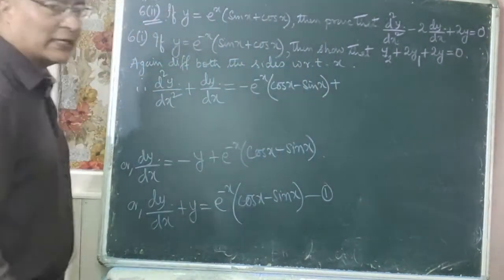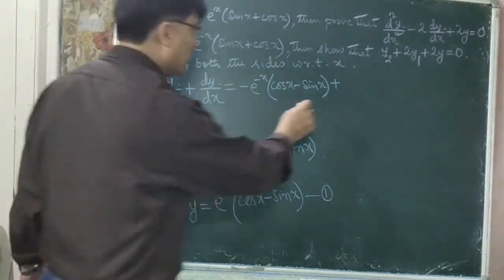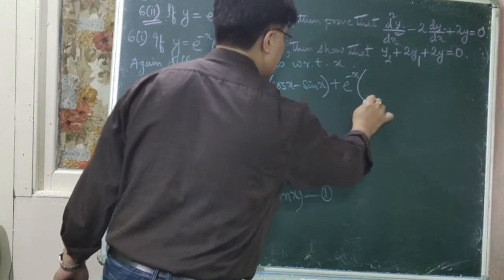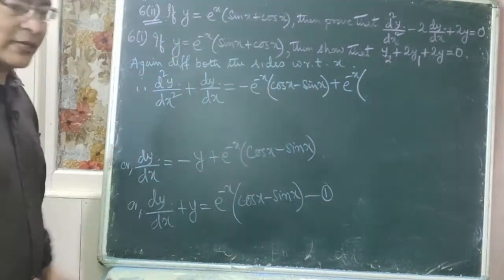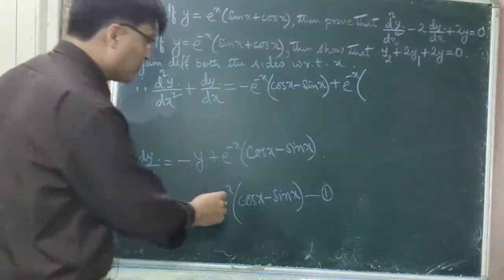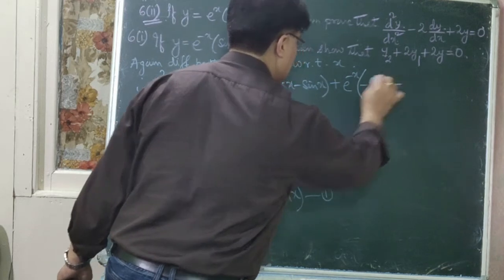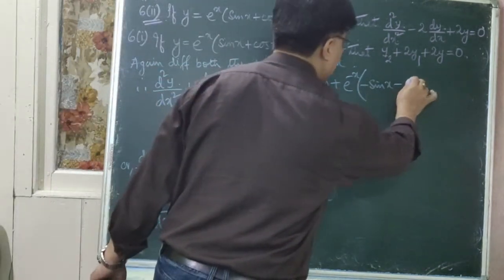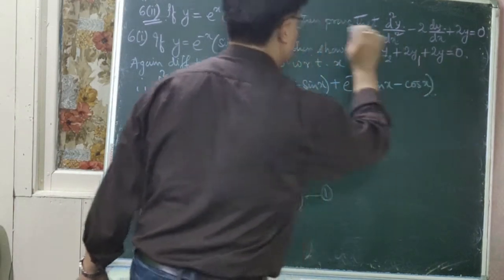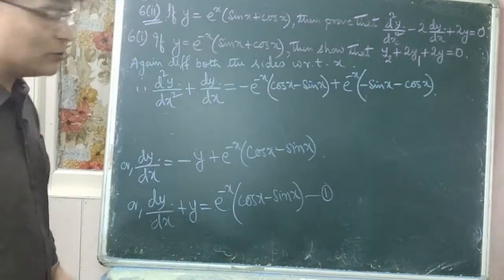Then you have to write plus sign, UV rule. So now e to the power minus x is kept as it is. So within bracket you have to differentiate cos x minus sin x. Now what is the differentiation of cos x? Minus sin x. Minus, what is the differentiation of sin x? It is cos x. Is that clear now?